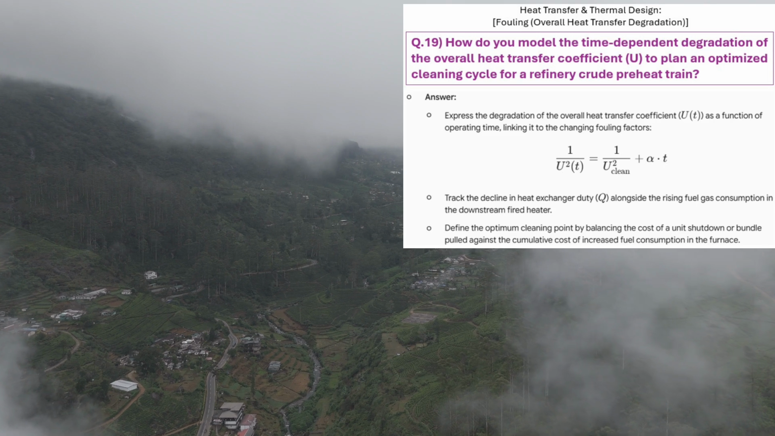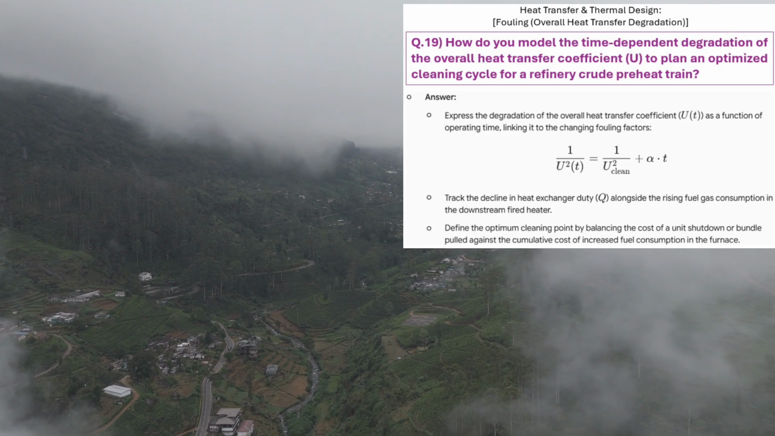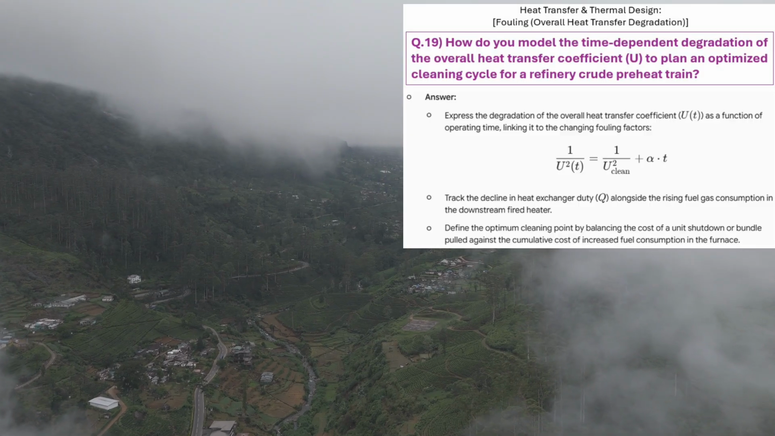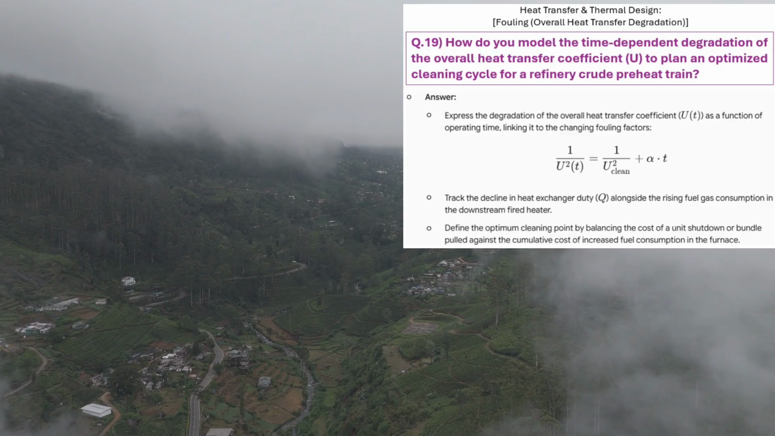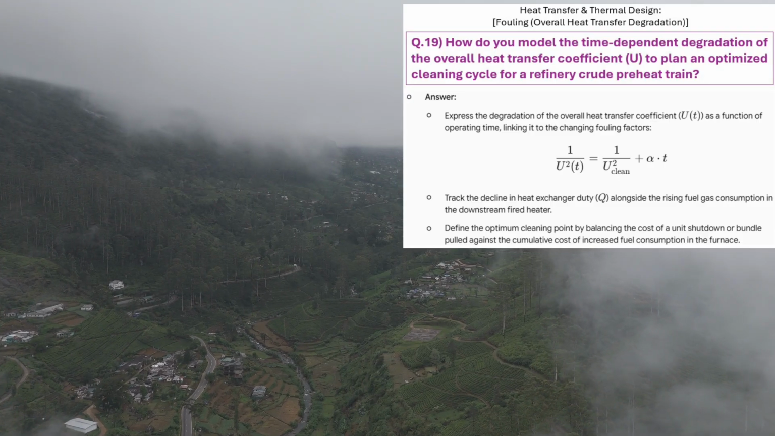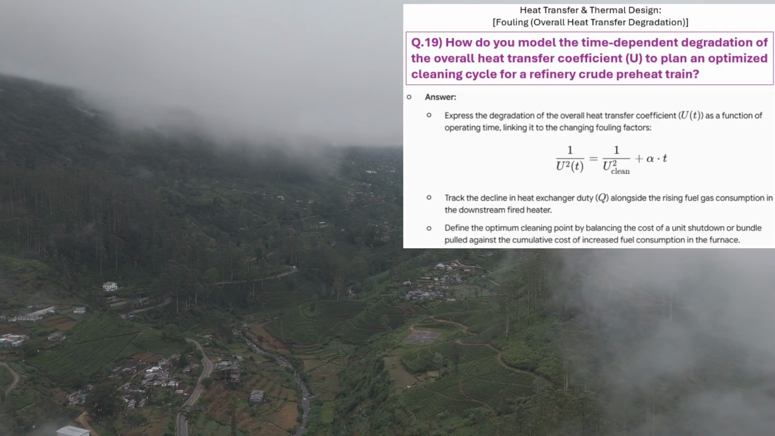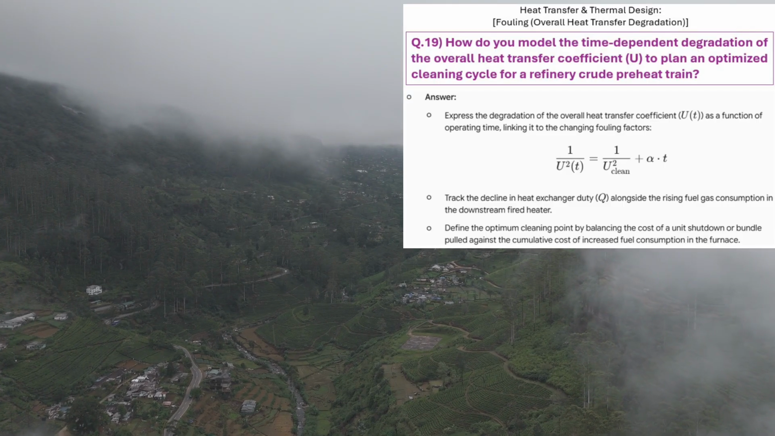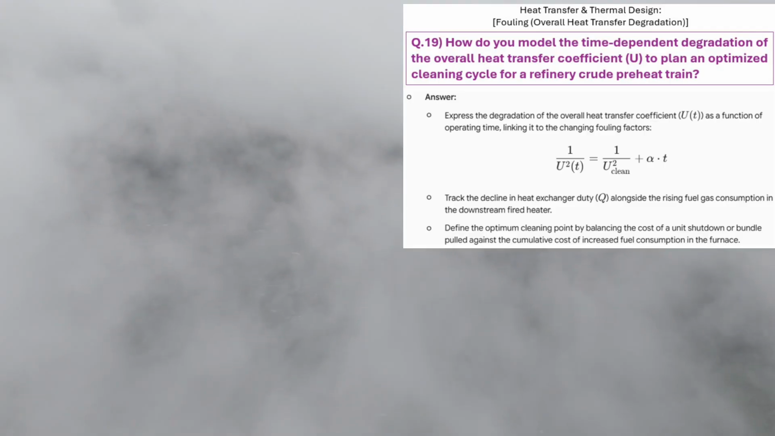Give the panel the exact numbers on that economic balance. Consider a crude preheater where our algorithm shows the calculated U value drops severely from 450 down to 180 watts per square meter Kelvin over 9 months. So the crude enters the main furnace significantly colder. And the downstream furnace is forced by the DCS to physically burn an extra 8% fuel gas every single hour to make up for the lost preheat.